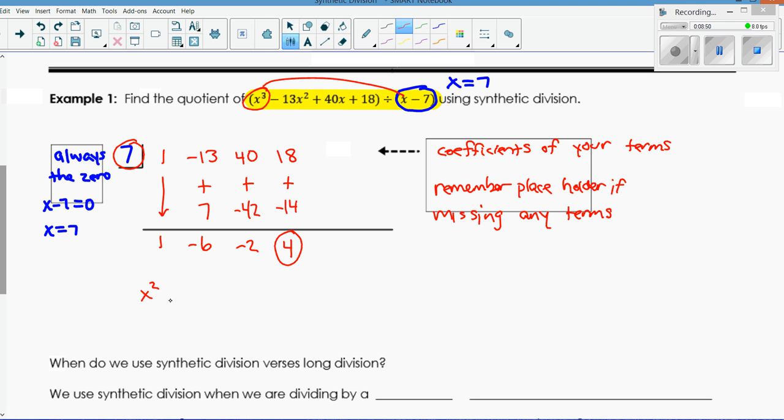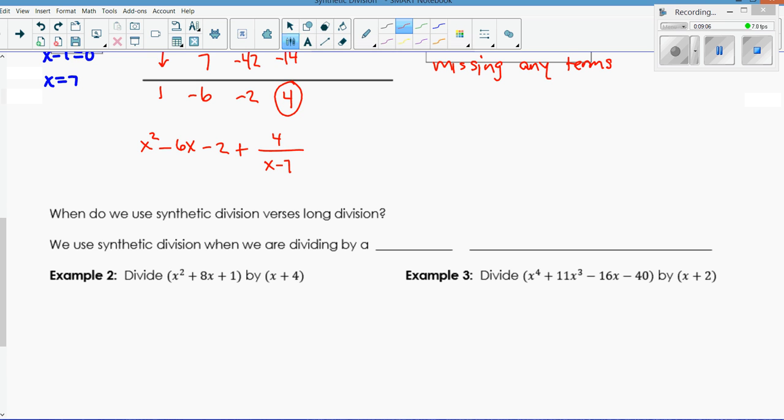And then I just follow an order that the next term would be minus 6x minus 2 plus 4 over x minus 7. And I just got the exact same answers up above, and it is way easier than doing long division. Okay? So right now you're probably like, oh my god, I want to do synthetic division all the time, but the question is when? When do we use synthetic division versus long division?